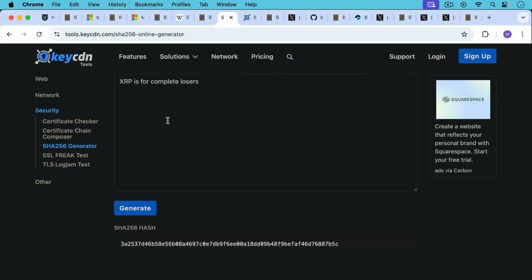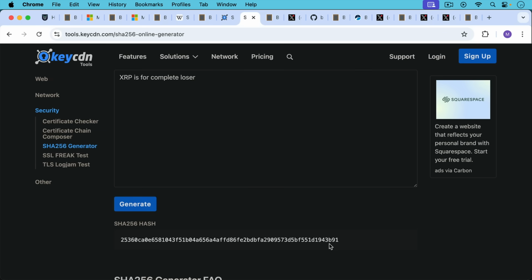If you want to understand how hashing works, basically you have an input and then you have an output after the information is sort of scrambled and reassembled in different ways. And the nice thing is the output is always 256 bits. And the output will always be different if you change something even slightly. So for example, the input here, XRP is for complete losers. We can see the SHA-256 hash generated by that ends in 7B5C. And now if we remove the S, if we just change one character, it now ends in 3B91. It's a completely different hash.